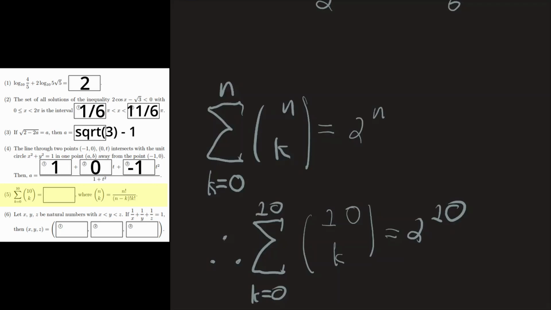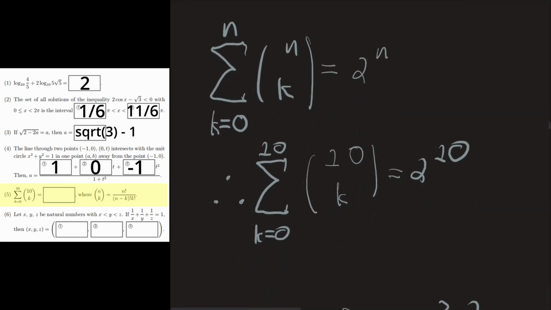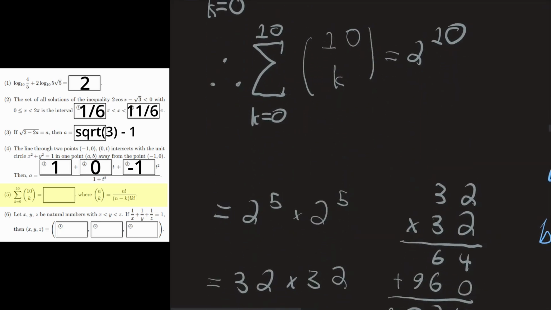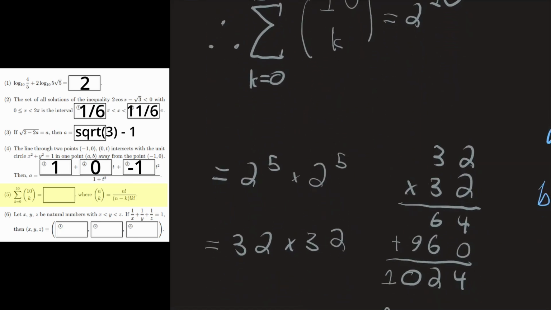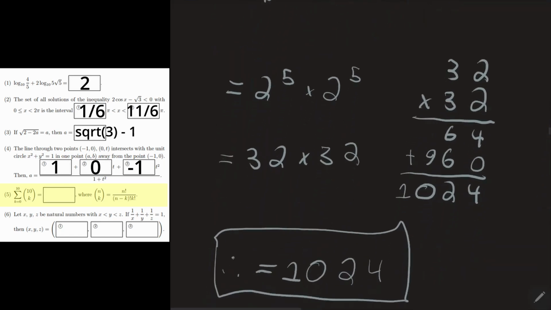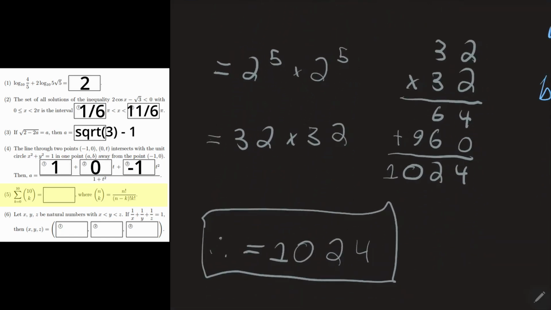So for this question, that would be 2 to the power of 10, since the sum is from 0 to 10. You might already be able to solve that in your head, but in case you can't, an easy way to do that is to just break up 2 to the power of 10 into 2 to the power of 5 times 2 to the power of 5, which is 32 times 32. And you can just multiply that on paper to get 1024, and that is the answer to this question.